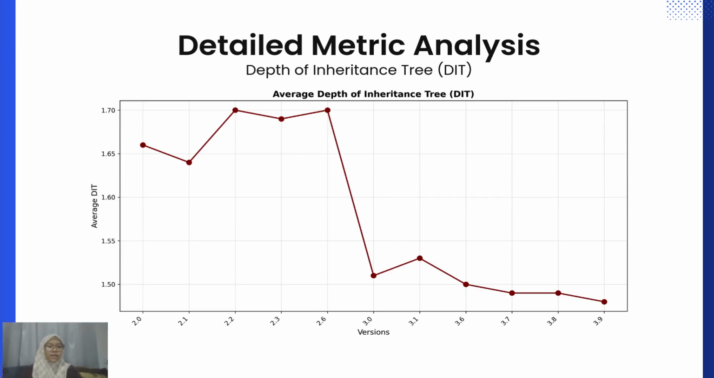In this depth of inheritance tree metric analysis, overall it shows a 10.8% decrease from 1.66 to 1.48. The peak was at 1.07 at version 2.2 and version 2.6. So the decreasing DIT trend is positive, indicating a shallower inheritance hierarchy. Deeper inheritance can make code harder to understand and maintain. So the reduction at version 3.0 aligns with the refactoring effort that simplified the class structure from the previous analysis.